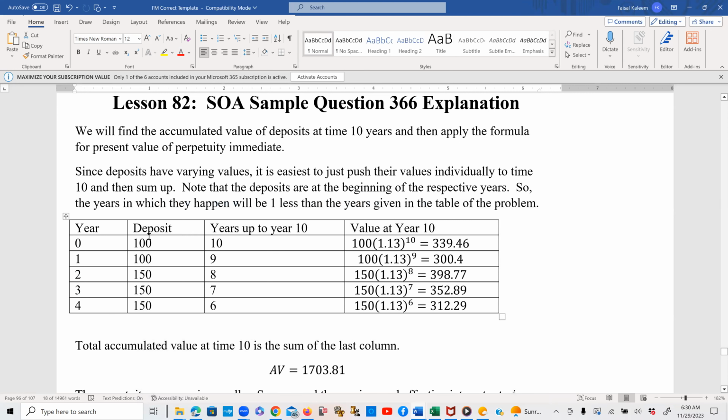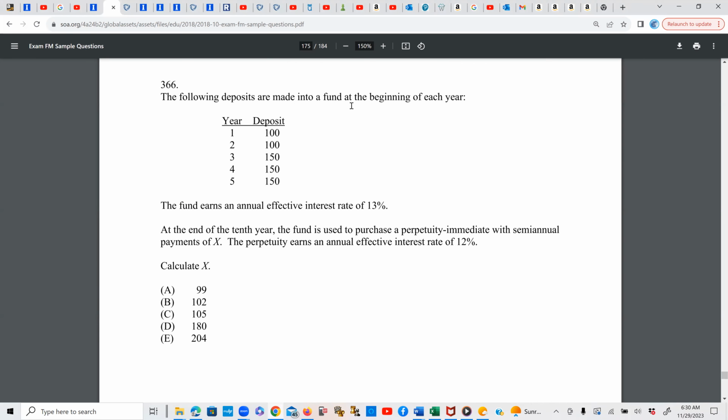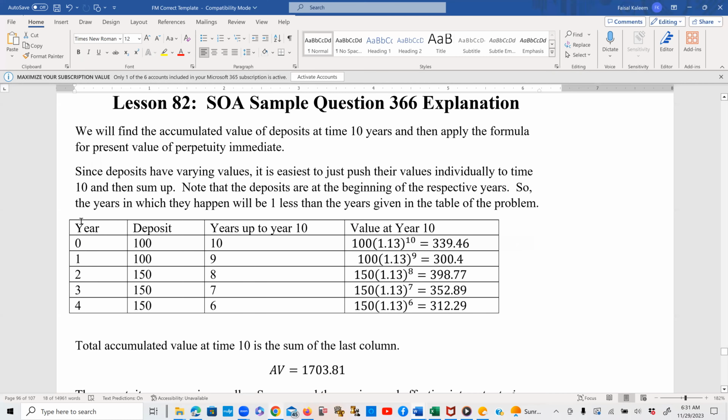The first deposit was happening at year 0 because, look, it's a bit tricky. They're saying that they are having deposits at the beginning of each year. So whatever is happening at the beginning of year 1 is actually happening at time 0, because time 0 is the beginning of year 1. Similarly, time 1 is the beginning of year 2. So here I have listed those years at which the deposits happen. The first one happens at year 0, second one year 1, and so on. And we want their accumulated values at time 10, because that's when we purchase the perpetuity.